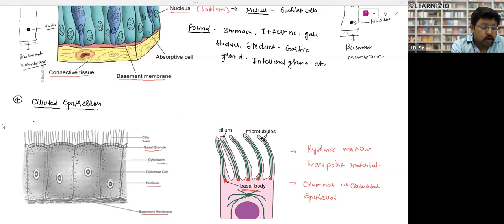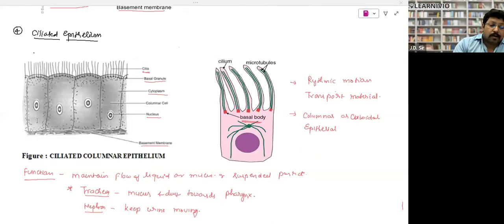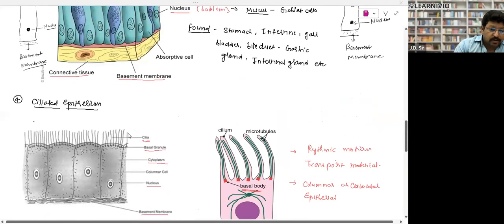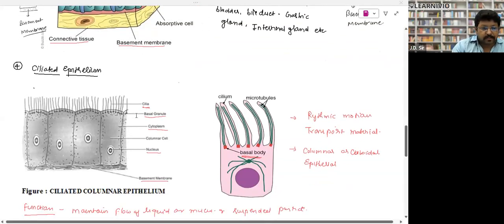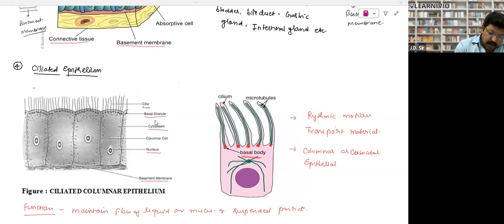If columnar or cuboidal cells develop hair-like structures at the free surface, they are called ciliated epithelial cells. Full stop. Next one.